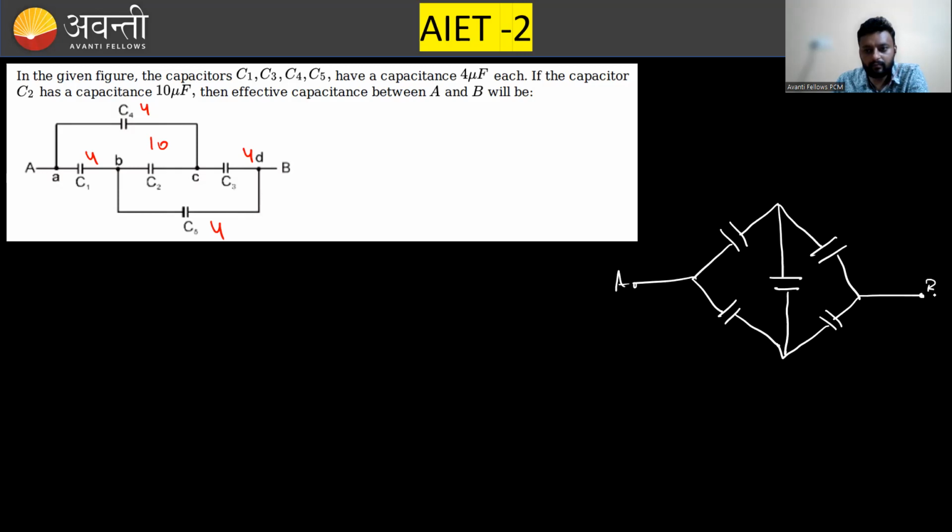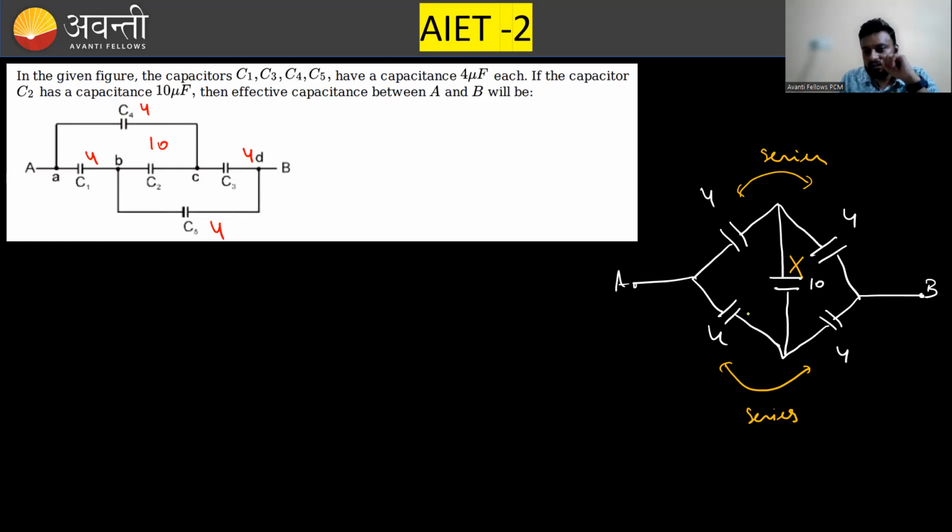All these are 4, 4, 4, 4, and this is of 10. This is a balanced Wheatstone bridge. So this 10 microfarad capacitor is useless. In this situation, these two are in series, these two are in series, and they combined are in parallel.